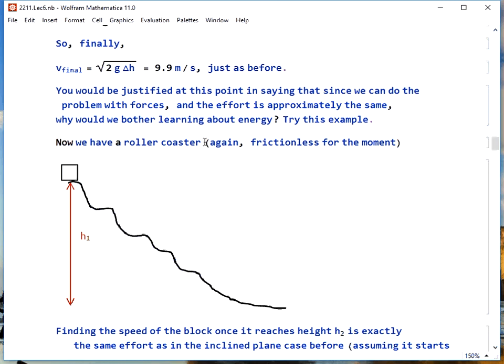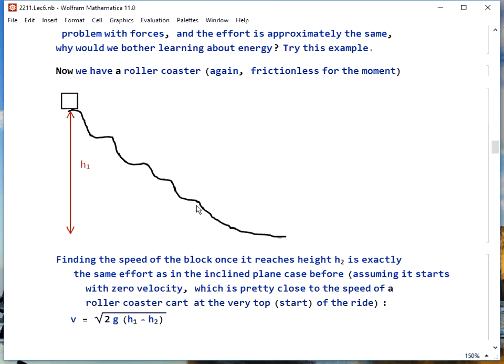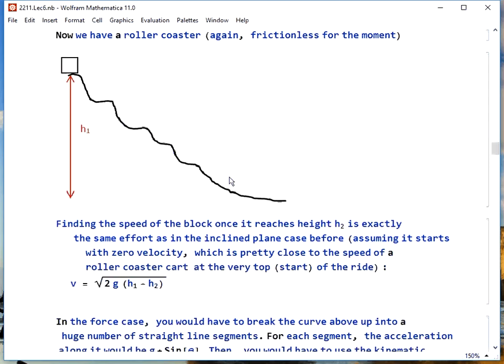However, what if instead of that nice flat inclined plane, we had something like this, a roller coaster with this very weird pattern of dips and jumps? You would not want to do this with the force method, because the problem here, while it's exactly the same as for the energy method, it's exactly the same as what we did before. All we need to do is square root of 2g times change in height.